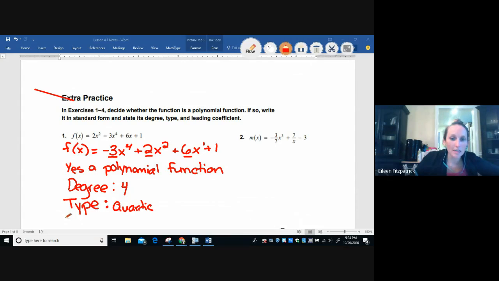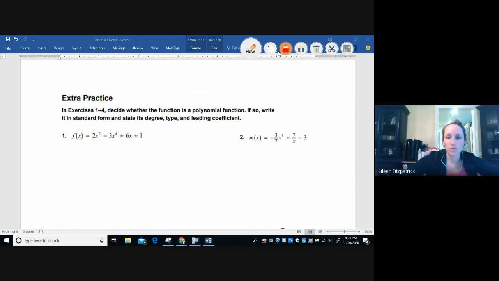And finally, the lead coefficient, which I'm just going to abbreviate LC, the leading coefficient. Once you have it in standard form, the first number in front of the variable is your lead coefficient. So lead coefficient for this problem is -3. All right, let's look at number 2.